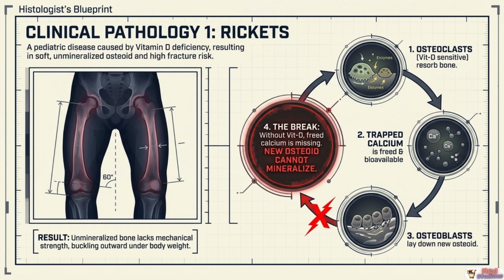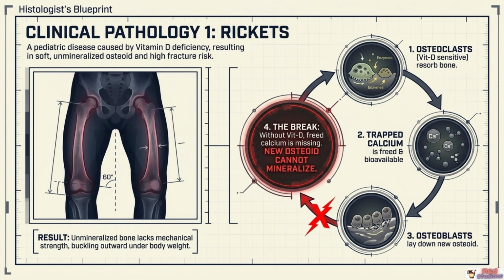It closes the loop. Without it, the calcium freed by osteoclasts is not replenished from dietary intake, and the new osteoid laid down by osteoblasts cannot mineralize. The result? Osteoblasts keep building osteoid, but the osteoid remains permanently soft and unmineralized, like wet concrete that never sets. When a child bears weight on unmineralized bone, the bone lacks compressive strength and buckles under gravity.